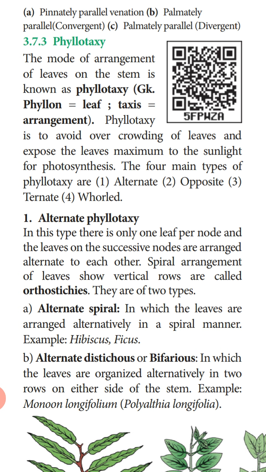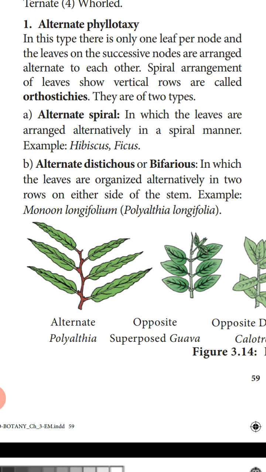Okay, so here, in each direction, in all the 8 directions, you can find the leaves are arranged; then it is called the alternate spiral. So here we can see in the diagram Polyalthia. This is an example for alternate distichous. Here you can find that in one node one leaf is present in one direction, and in another node another leaf is present in a different direction. This is an alternate phyllotaxy, but in alternate phyllotaxy we say it is the alternate distichous.